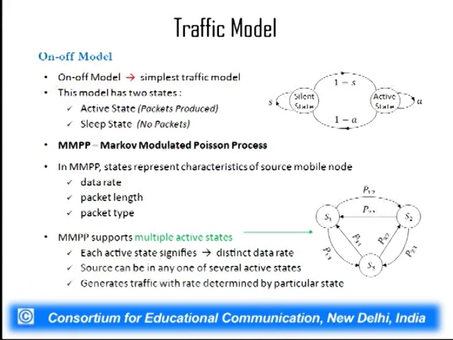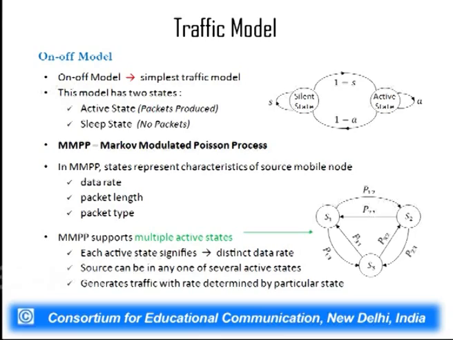So according to the activity being performed, each active state signifies a particular data rate or some other network property. Now the source can be in any one of these states. It has to be in one of the states according to the property of a Markov process, and it will generate the rate determined by that particular state. Obviously every state is associated with a particular characteristic, so whenever the node is in one of these states, it has to abide by the characteristic of the same. Thank you.